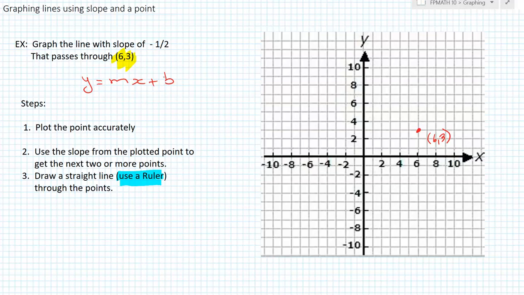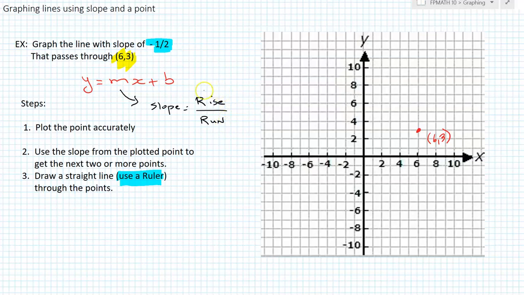The next point, we're going to use the slope, which is right here. The slope, remember, m, is rise divided by run. Now this is negative. That means either the rise will be going down, so a fall, or the run, instead of going to the positive, you go to the negative.